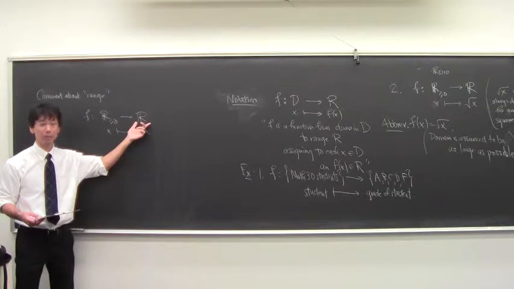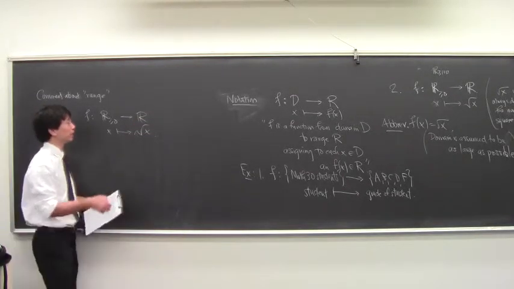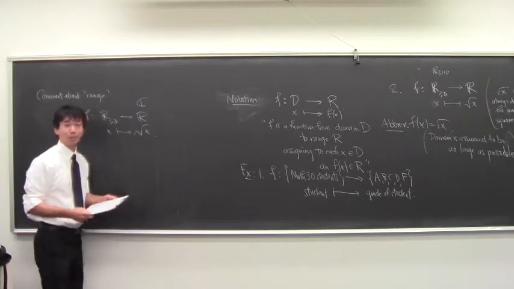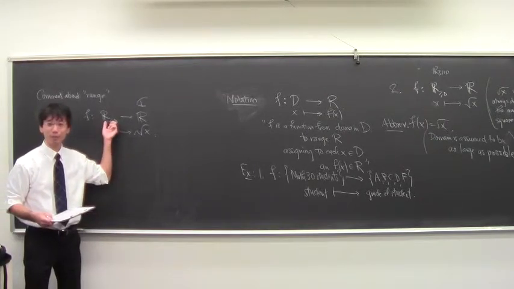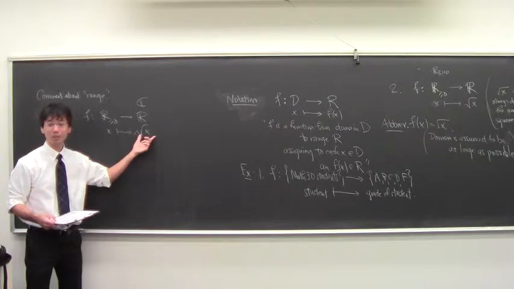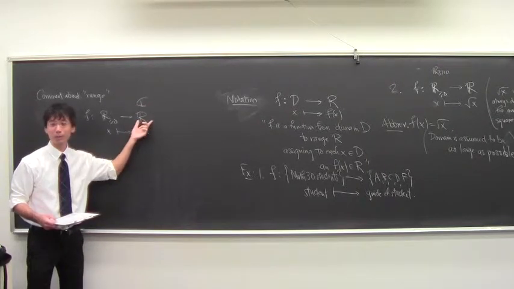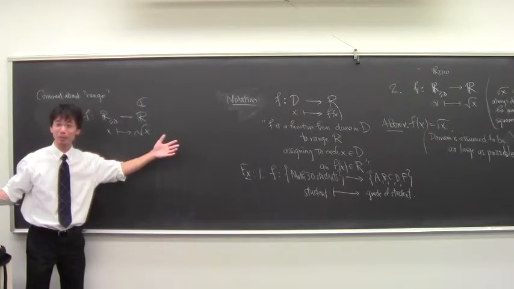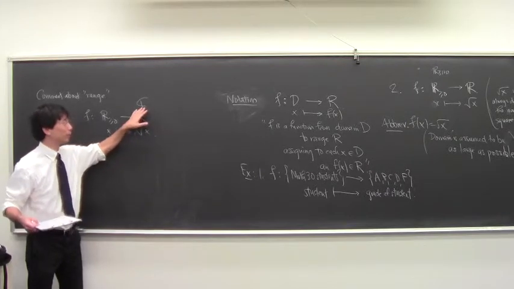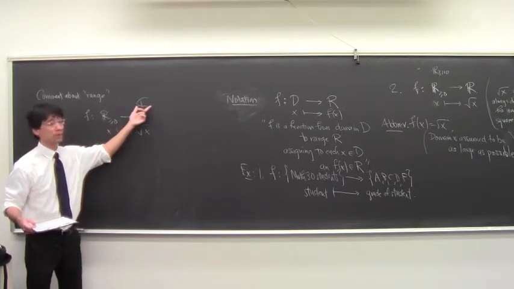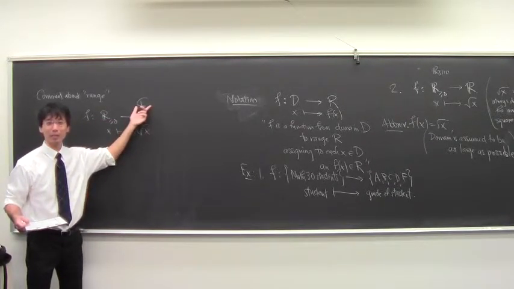Suppose I say the outputs are complex numbers. Would that be an okay range? Are the outputs complex numbers? Well, actually this would be okay too, because the real numbers are contained in the complex numbers, right? So if I wanted to say the range is the complex numbers, that would also be valid, right?